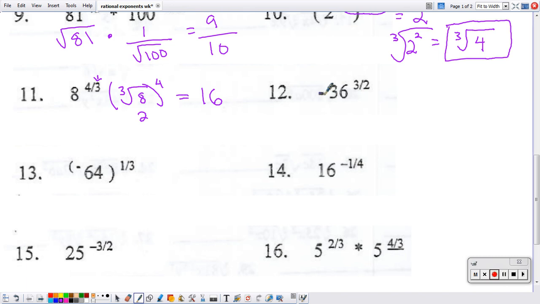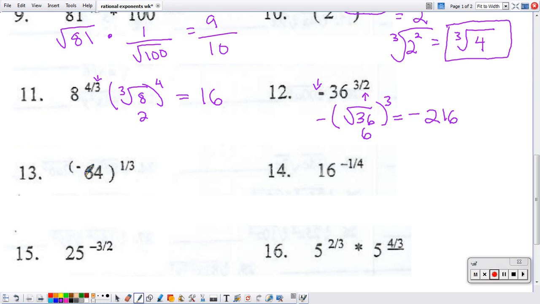Number 12, I want you to notice there's a negative, but there's no parentheses around the 36. So what I'm just going to do, this negative is just going to hang out, and I'm going to ignore it until the very end of my problem. I have 36 to the 3/2. I really don't want to cube the 36 because this 2 tells me that it's just the square root of 36, which I know is 6. And then 6 cubed is 216. Now I'm going to put the negative in, and my final answer is negative 216.